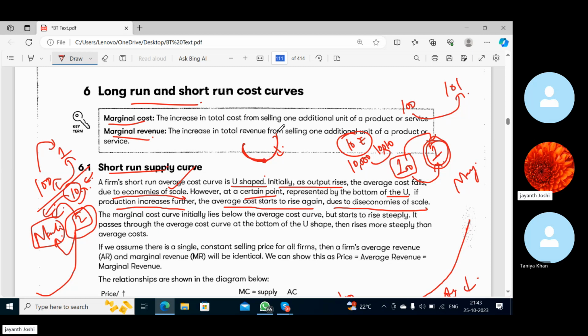But beyond that, if you go on producing, then your cost will increase because of diseconomies of scale. If you produce very much, rent will increase, insurance will increase, and there will be additional labor and additional transportation, because one lorry cannot take that entire load, right? 1,000 was okay for one lorry. If I have 10,000 goods, I have to take 2 or 3 lorries, right? So my cost will ultimately increase.